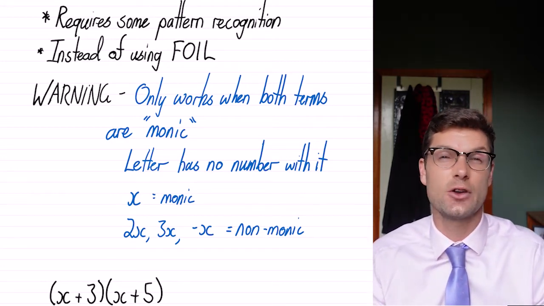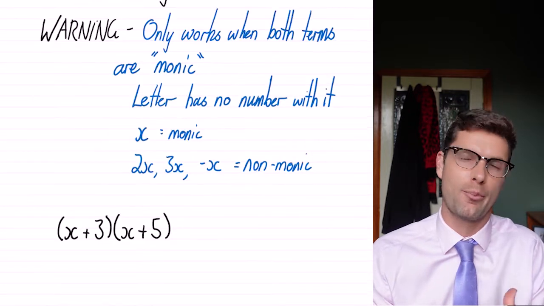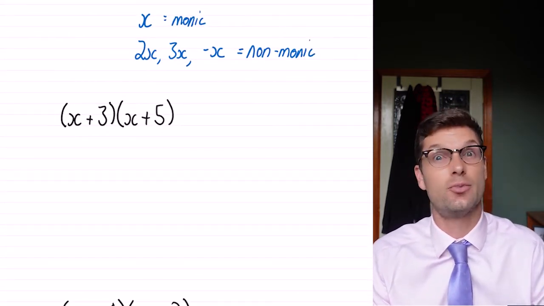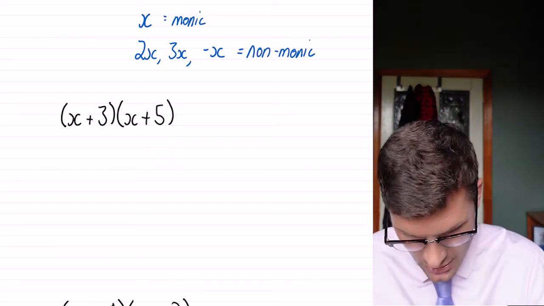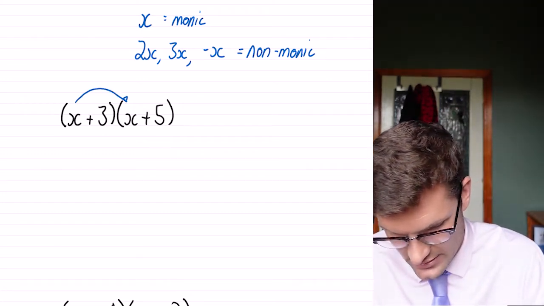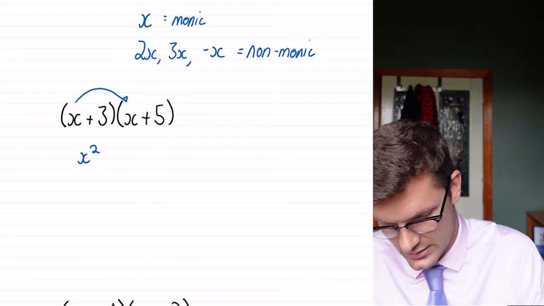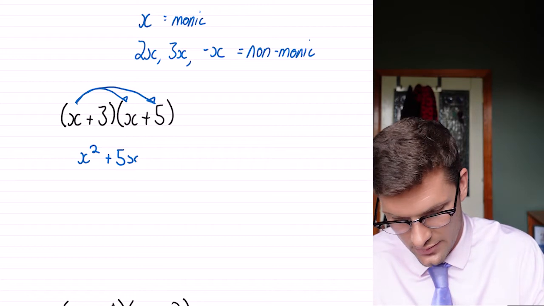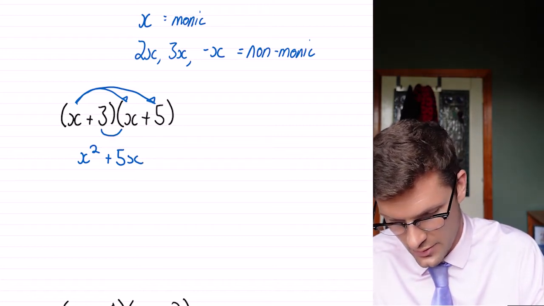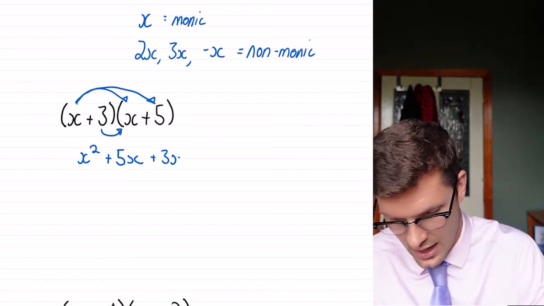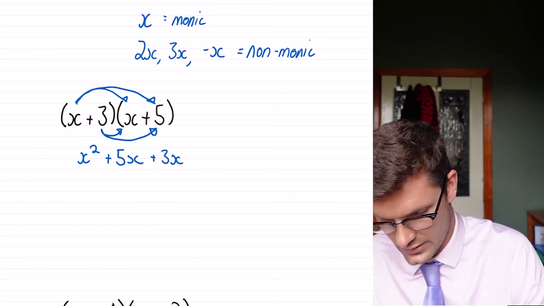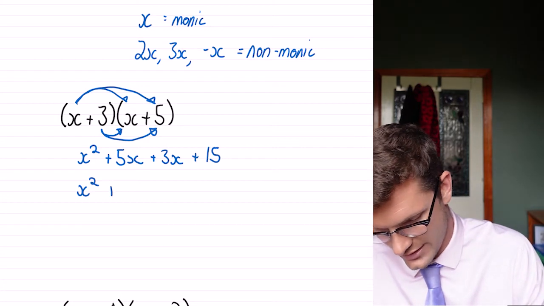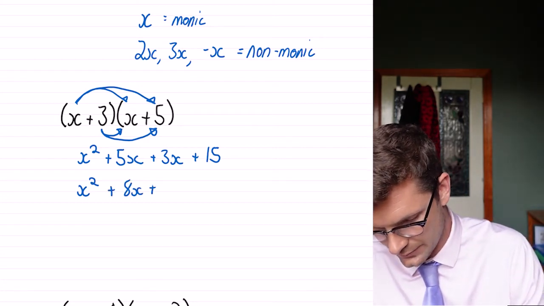So we're just going to do this first one with the FOIL, and then we're going to work backwards and see if there's any kind of pattern recognition that we can see to make this process a little bit easier. So this one we've got X times X is X squared plus X times 5, which is 5X. Then we're doing our inside, so 3 times X is plus 3X. And then 3 times 5 is plus 15. When we simplify this down, we've got X squared plus 8X plus 15.